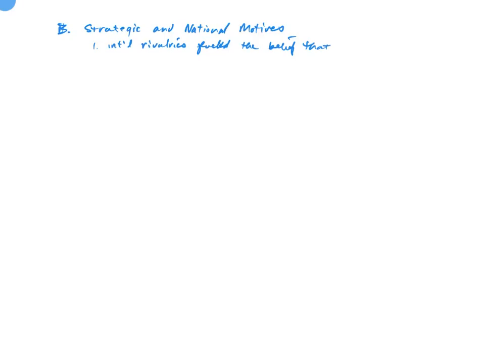In part B, we will talk about the strategic and national motives. Part 1, international rivalries fueled the belief that national interests were at stake.